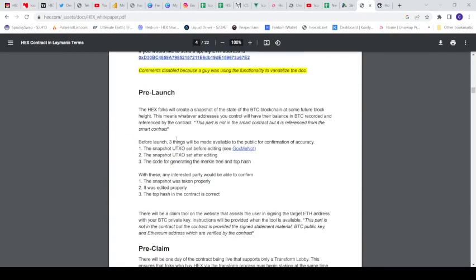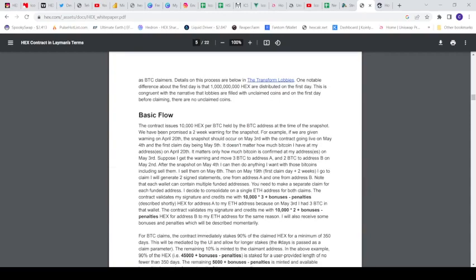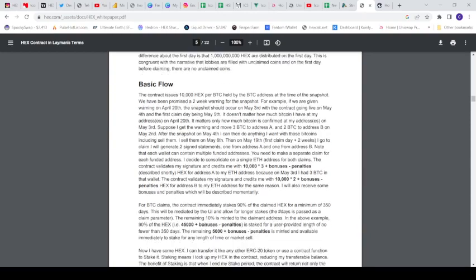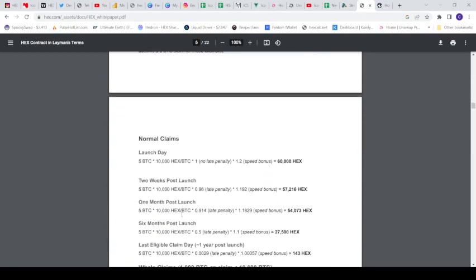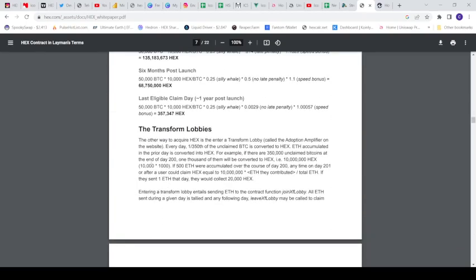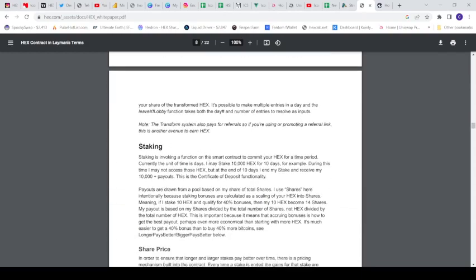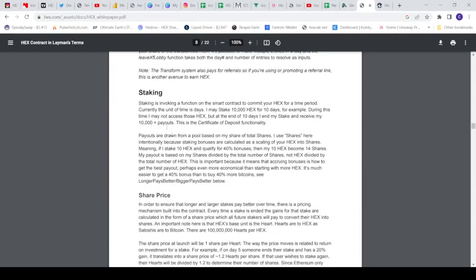So in this white paper, it kind of goes through the pre-launch, how you could have claimed it with BTC, all the math behind the BTC claims. So that's just the launch, right? So the transform lobbies are another thing where you gave the contract ETH and you're able to claim a certain amount of Hex per ETH. And staking. So staking is where the yield comes from.